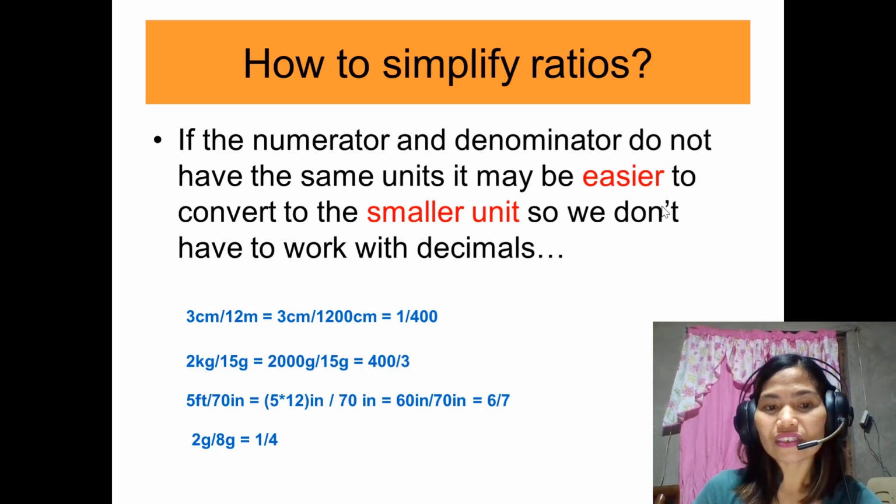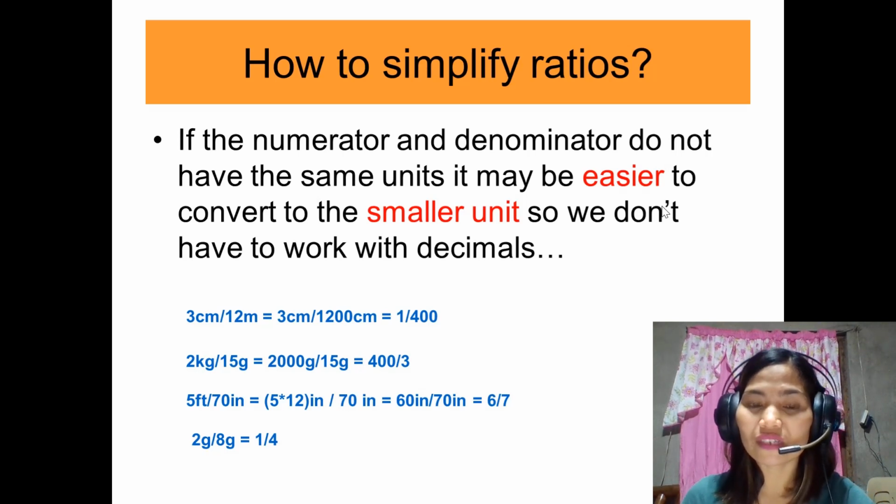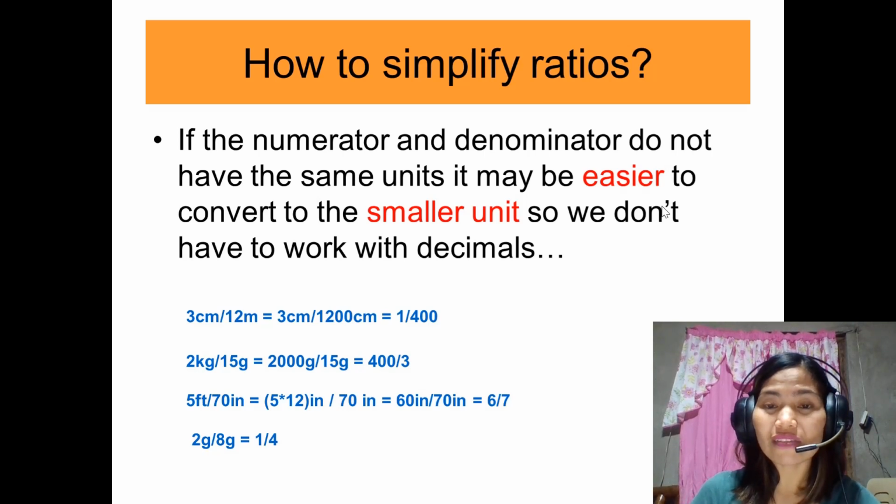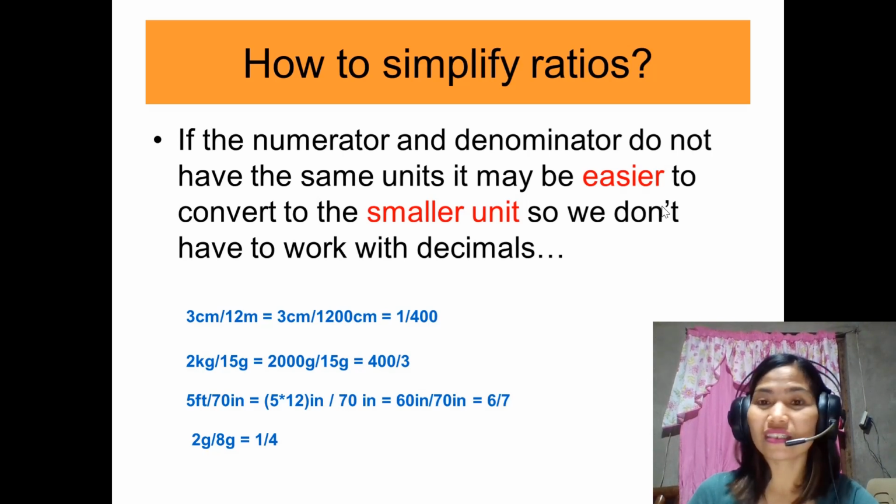5 feet over 70 inches is equivalent to 5 times 12 inches, which is 60, over 70 inches, which is equivalent to 6 over 7. And 2 grams over 8 grams is equal to 1 over 4, or 1 is to 4.